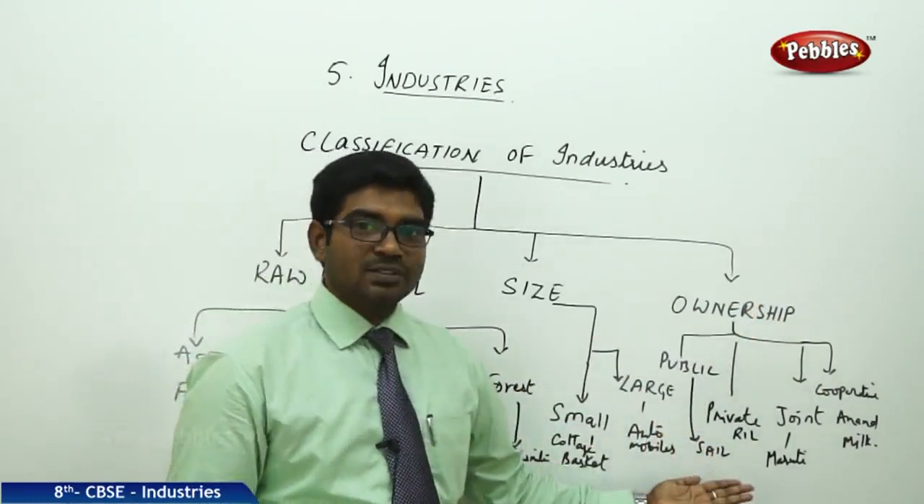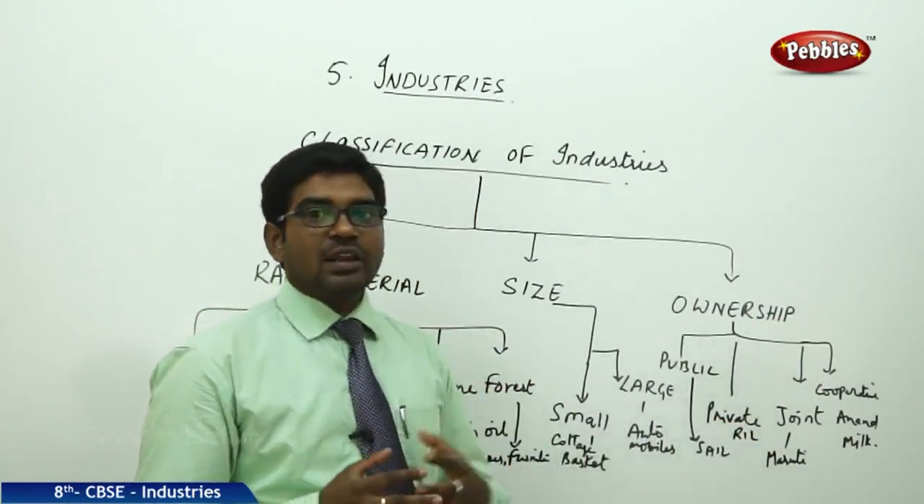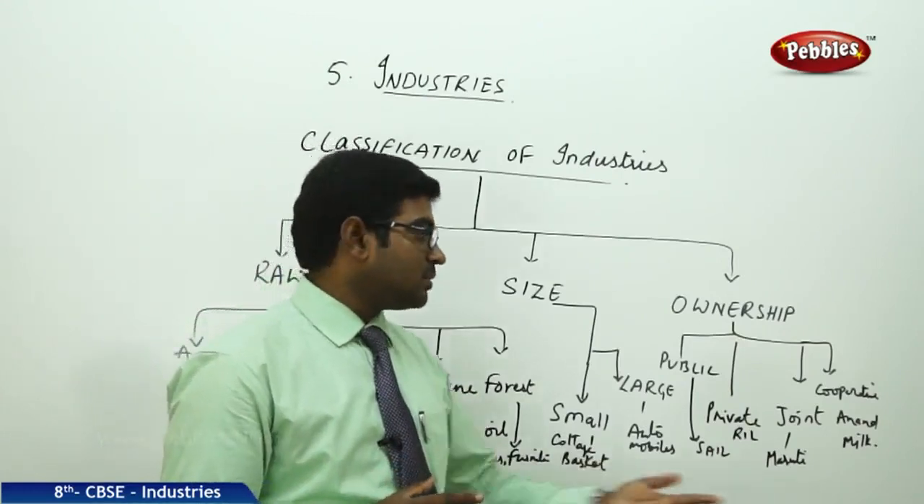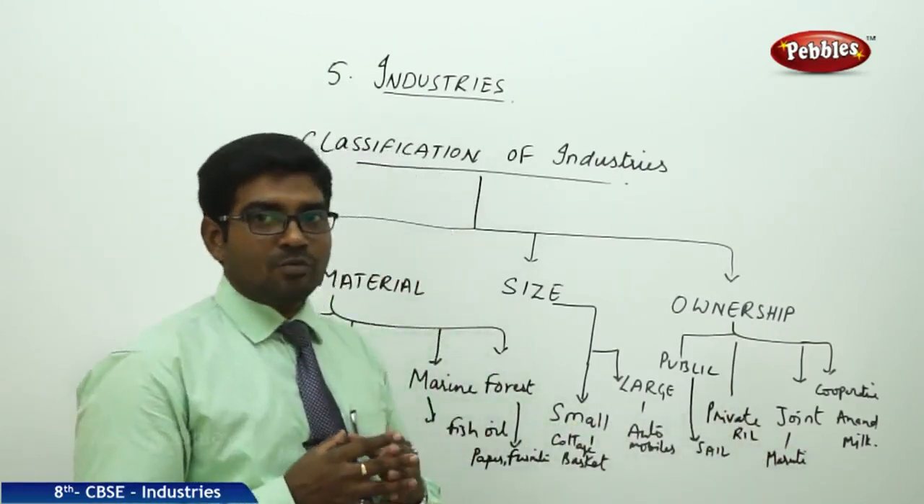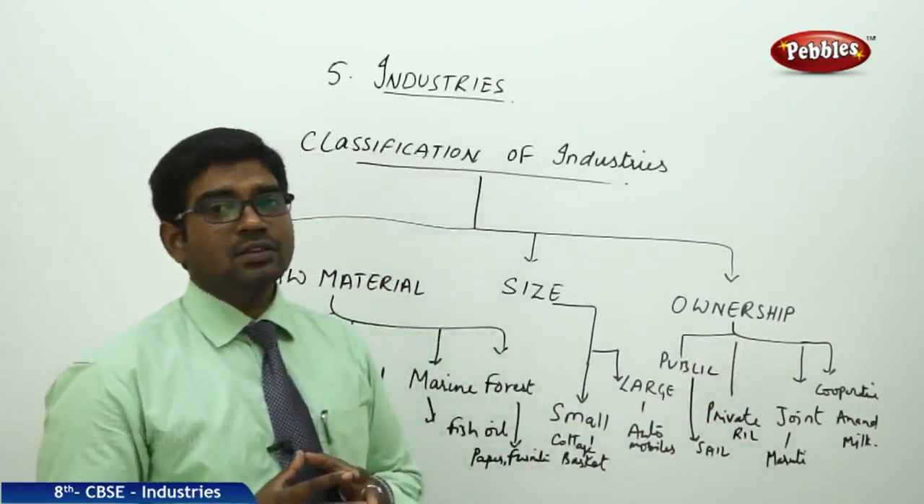In public, the example is SAIL, Steel Authority of India Limited. Private: Reliance Industries, Tata Industries, Birla Group. These are the major examples. Joint stock, we have Maruti Udyog, and cooperatives, we have Anand Milk.